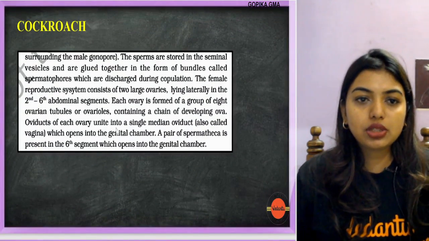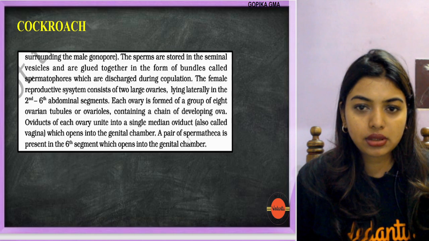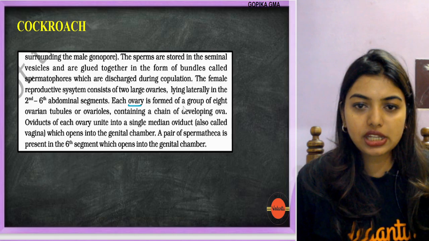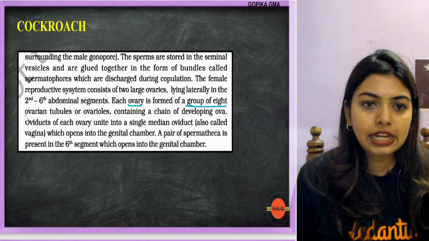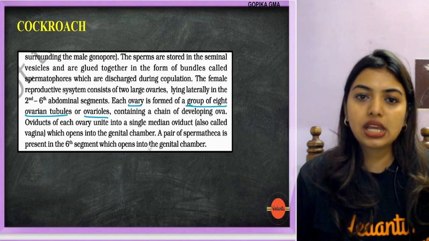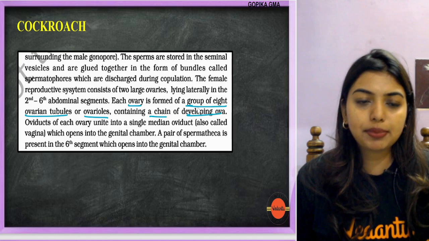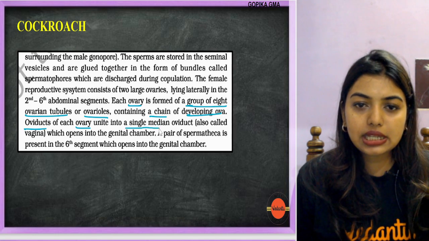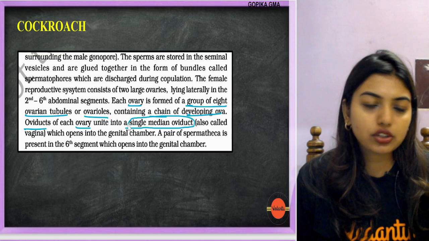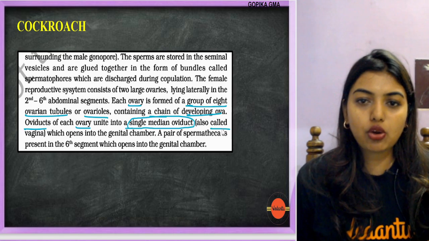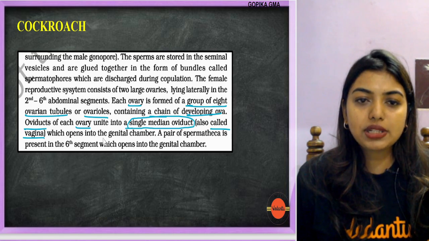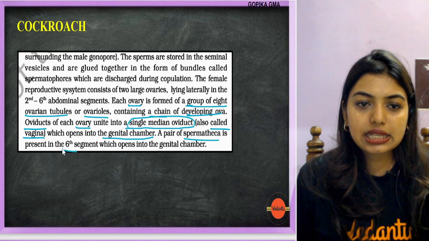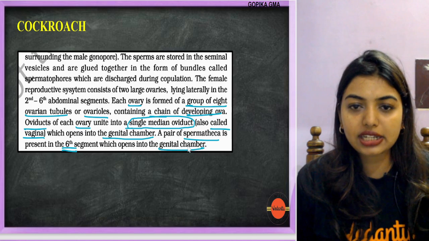Now here the female reproductive system ovary done. Each ovary is formed by a group of 8 ovarian tubules or ovarioles containing a chain of developing ova. Oviducts of each ovary unite into a single median oviduct, which we also can call as vagina, which opens into the genital chamber. A pair of spermatheca is present in the 6th segment, which opens into the genital chamber.